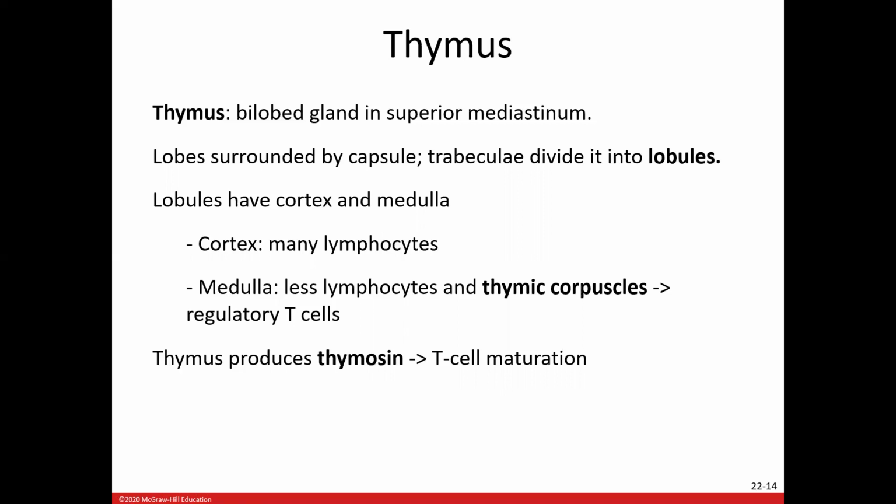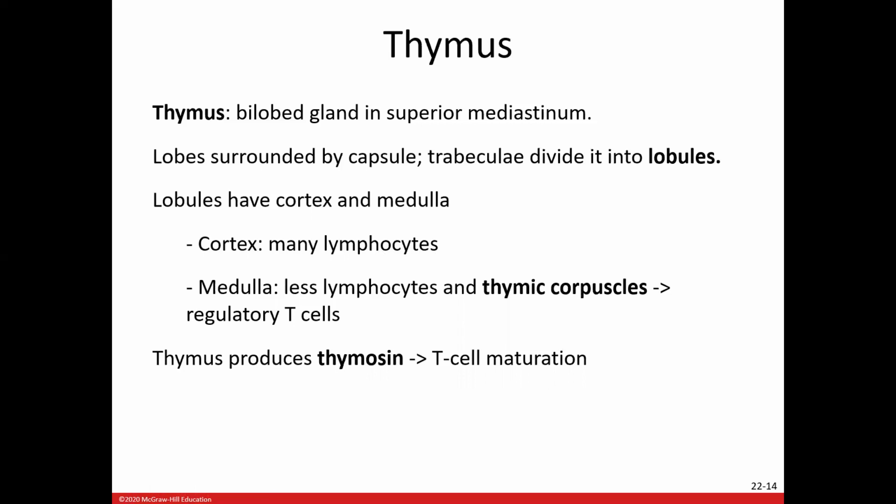And for your cortex, that's again the outer region. You have the area that produces and has the storage of a bunch of lymphocytes. So again, a lot of your B cells, T cells. And then you have that inner portion called the medulla, which doesn't have as many lymphocytes there, but it does have what are called thymic corpuscles. These are very important because they produce a very special type of T cell called your regulatory T cells. Your regulatory T cells are actually responsible for suppressing your immune system in certain scenarios, such as preventing your body from attacking its own cells.